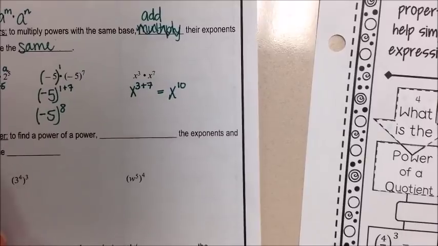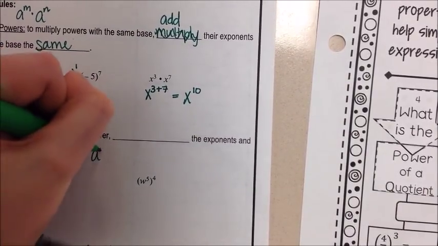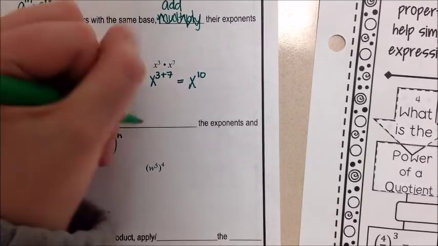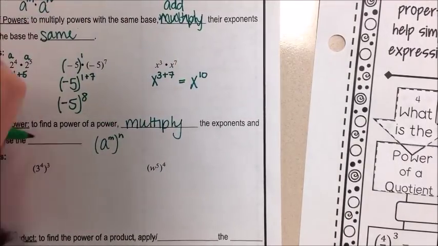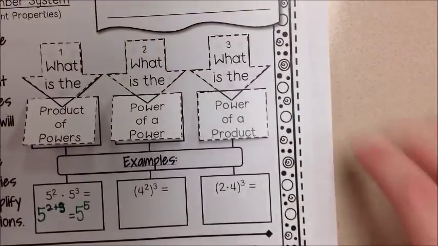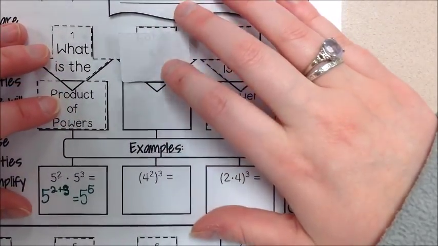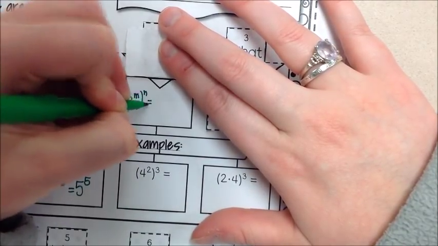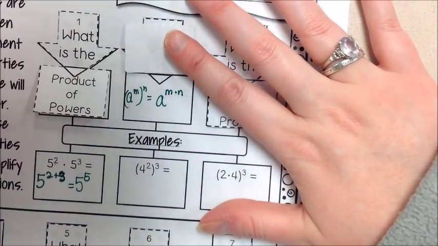So now we have power of a power. To find the power of a power, that's a to the m to the nth power. This is where I multiply the exponents and keep the base the same. Over on your foldable, you can find them all written out. So power of a power is when I have a to the m to the n power, my a stays the same, and then I multiply m times n.